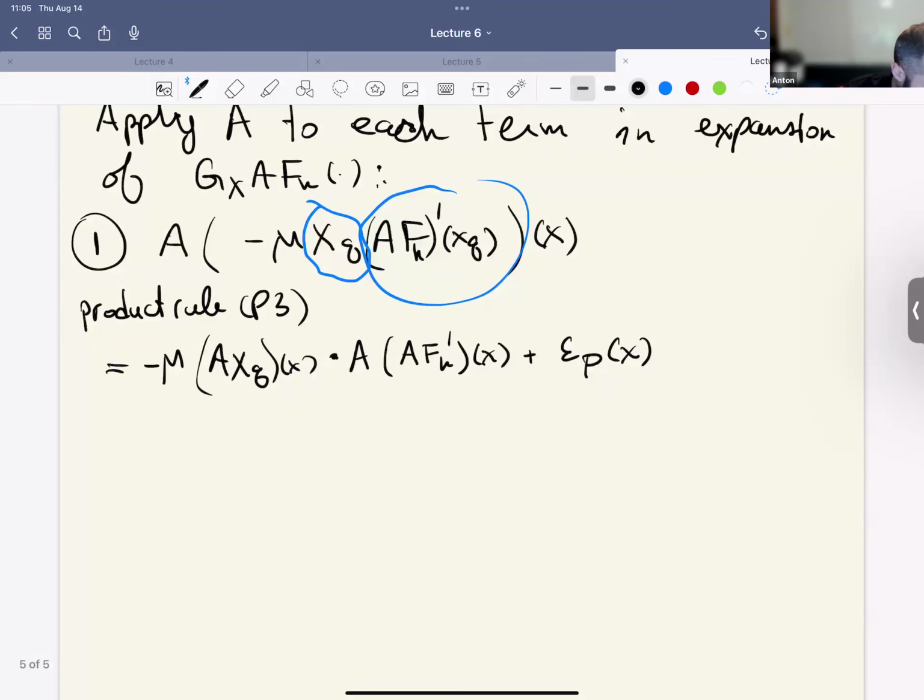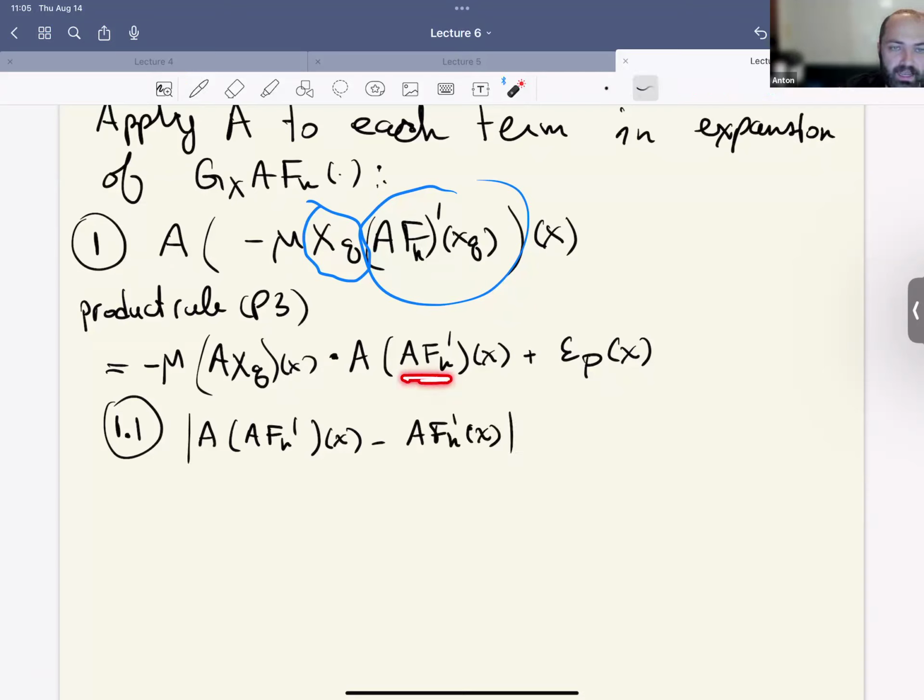Okay, so one thing at a time. Let's say 1.1. A applied to f sub h prime of x minus A f sub h prime of x. So this is, again, I already had a differentiable function. How much does my interpolation distort it? And ideally, I don't want this to be much. And this is what I use, let's say, property number 4 for.